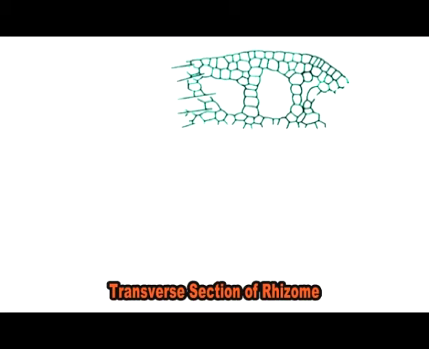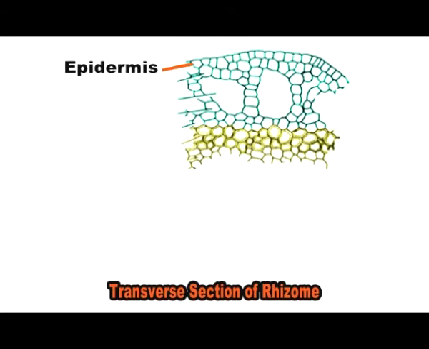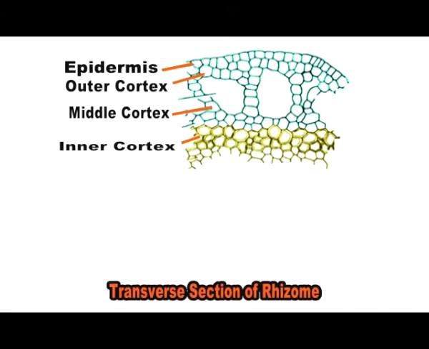When we cut the transverse section of Marsilea, it shows certain distinguishing features. First we will discuss the rhizome. When we cut the transverse section of the rhizome, the outer covering is called the epidermis. It is single-layered, made up of compactly arranged thick-walled cells. Then the epidermis is followed by the cortex, which is differentiated into 3 regions in Marsilea, that is outer cortex, middle cortex and inner cortex.